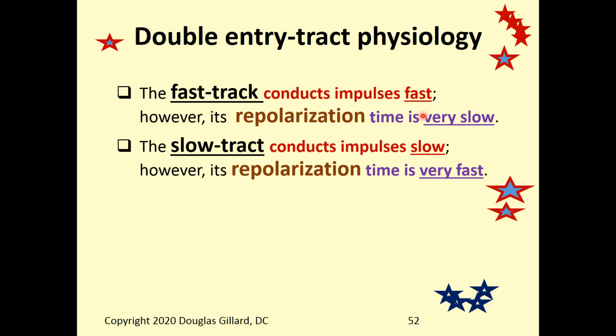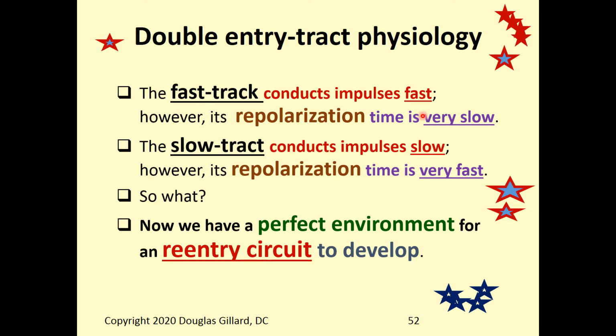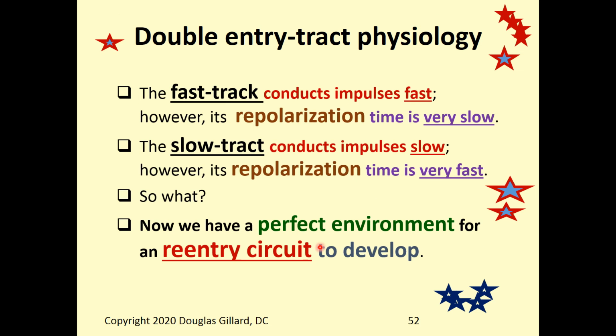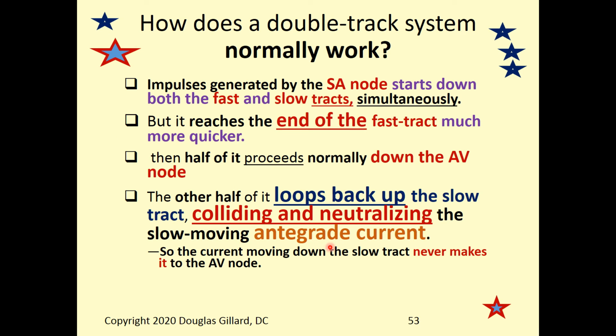Okay, so that's pretty much everything I just said. So what? Now we have a perfect environment for developing a reentry circuit. And we'll show you exactly how that works. Normally the SA node signal moves down both the fast and the slow tracks, but it reaches the fast track much quicker. Some of it turns around, comes up and collides with that slow signal. And that's the way it goes.